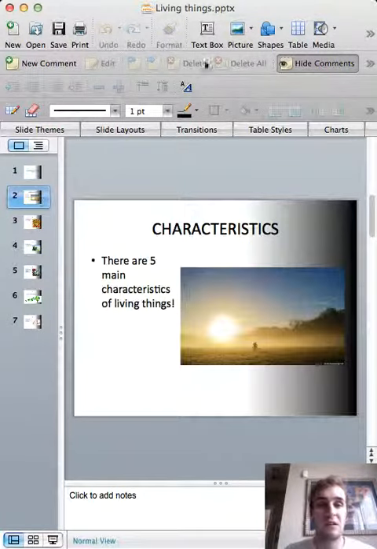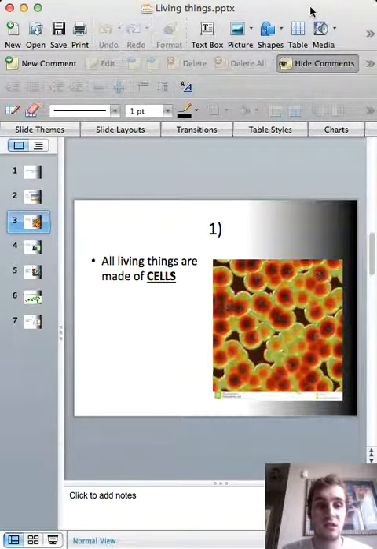Now, when we're deciding whether something is living or not, there are 5 main characteristics that every living thing has. The first of these characteristics is that all living things are made of cells. Understanding the concept of cells is essential to our understanding of biology and science in general. Cells are the smallest unit of life, and they're so small that we could never see them without using a microscope. Remember, if it's not made of cells, it can't be alive.